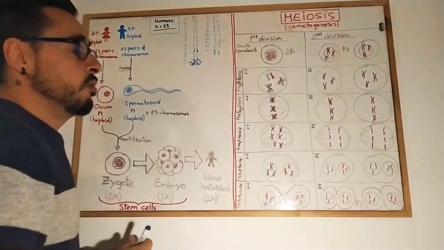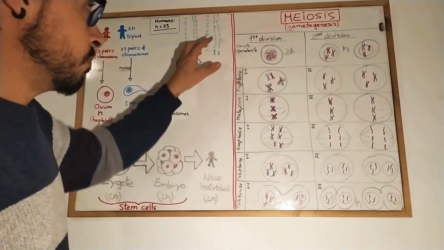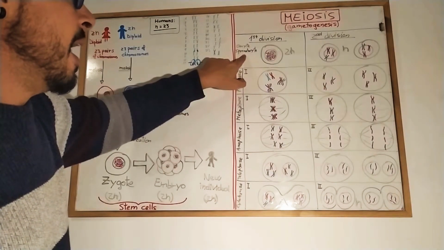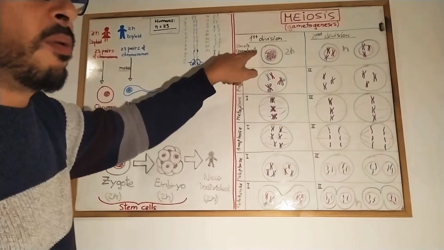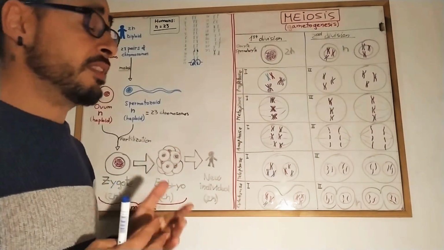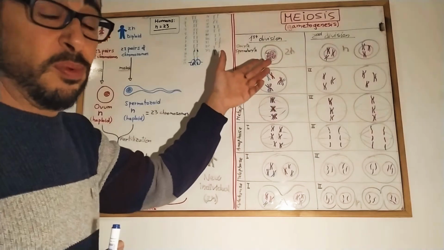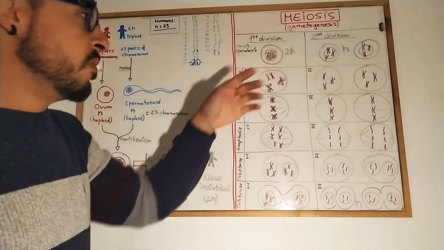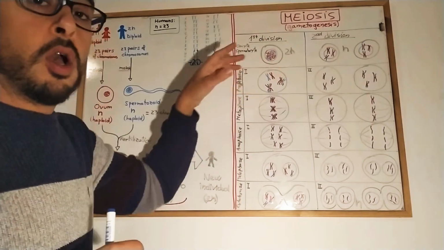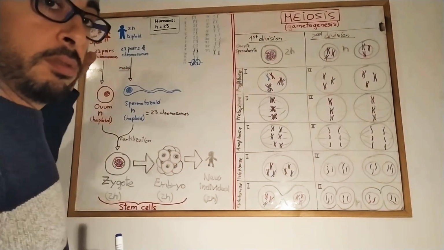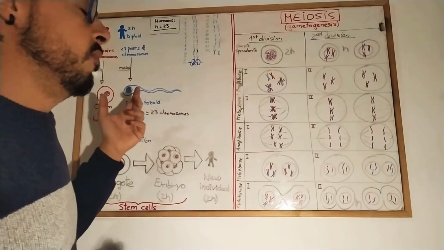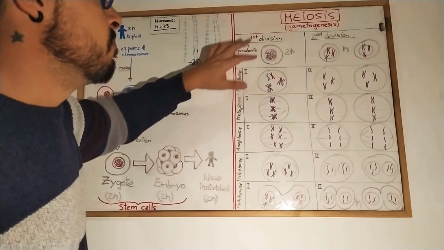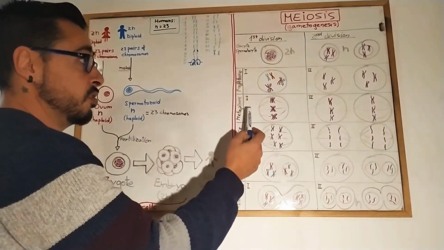So let's start and see what happens. In the first division, we have an oocyte or spermatocyte, which is a cell that is going to form ovums or spermatozoa, which is diploid, okay? It's a cell of an adult animal or plant. And this cell is going to undergo the first division.